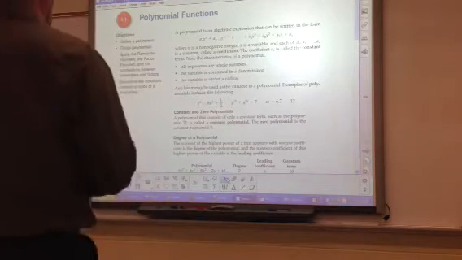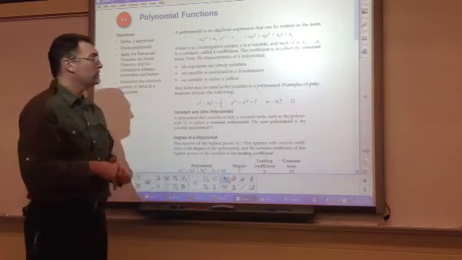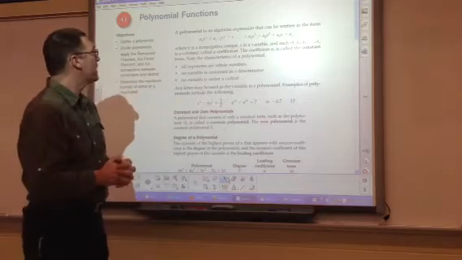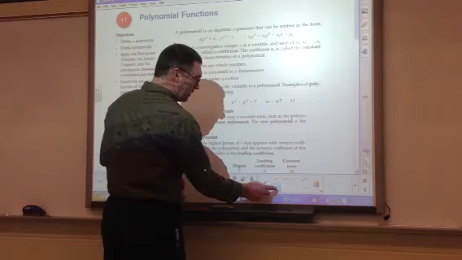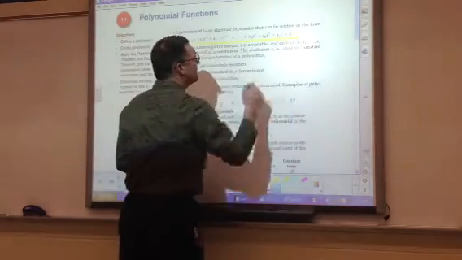Okay, today we're going to talk about polynomial functions. A reminder about polynomial functions is they are continuous functions. That means they go on forever. And with polynomial functions, they are all going to look, in general form, like this.